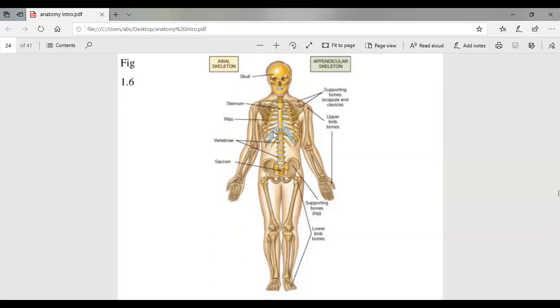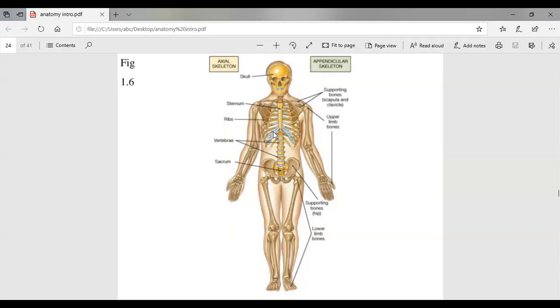Then in the chest region, you have like 12 ribs on each side and the sternum in the front. And if you cut open the sternum and the ribs, there is a small cavity inside it, right? What did I say? What is a cavity? Cavity is a closed space. So it is called the thoracic cavity.